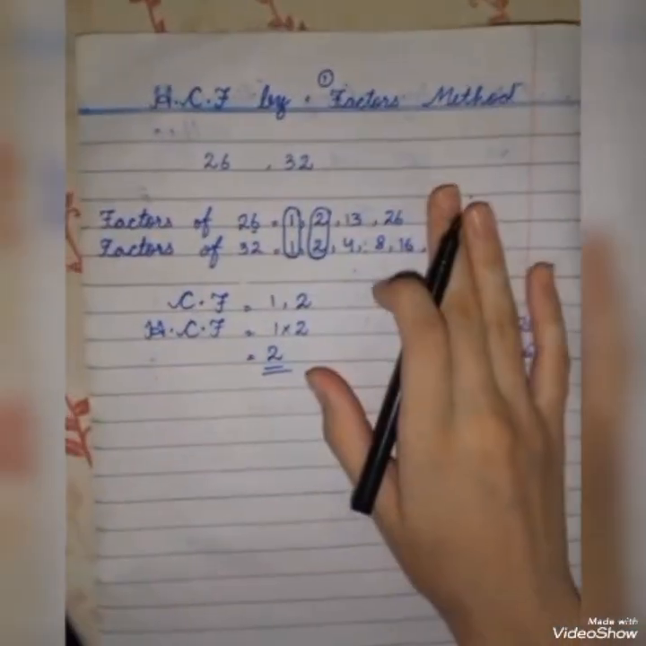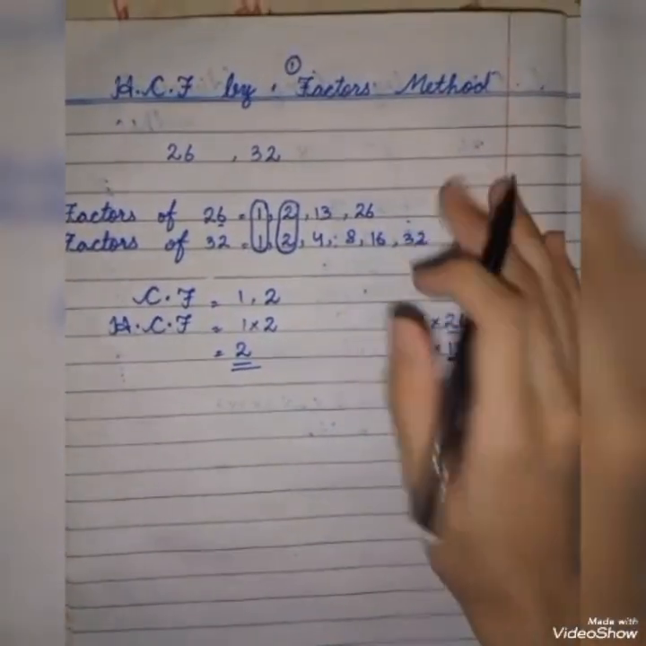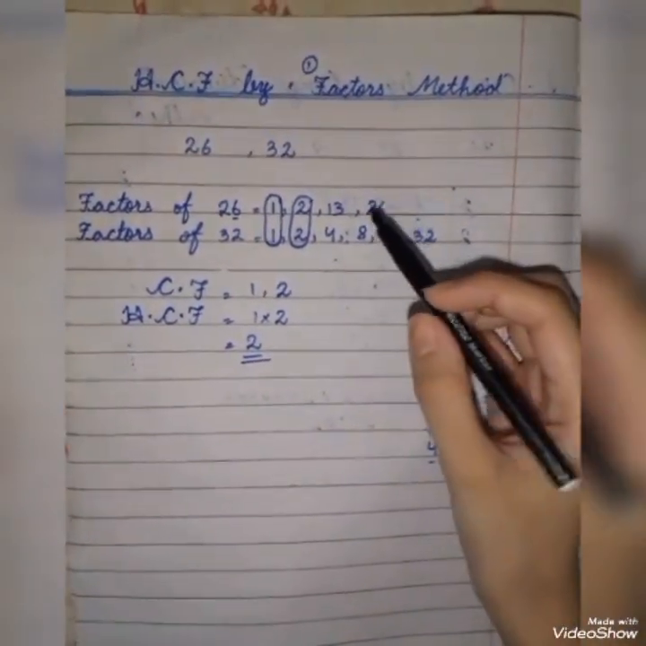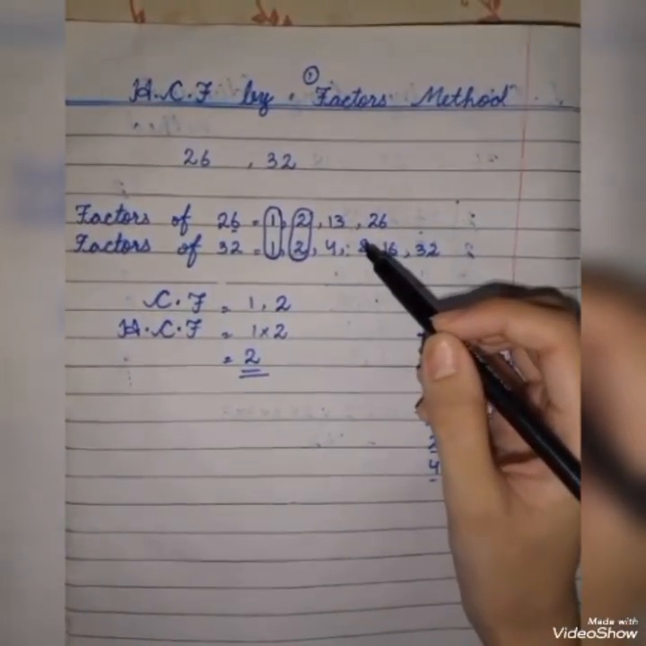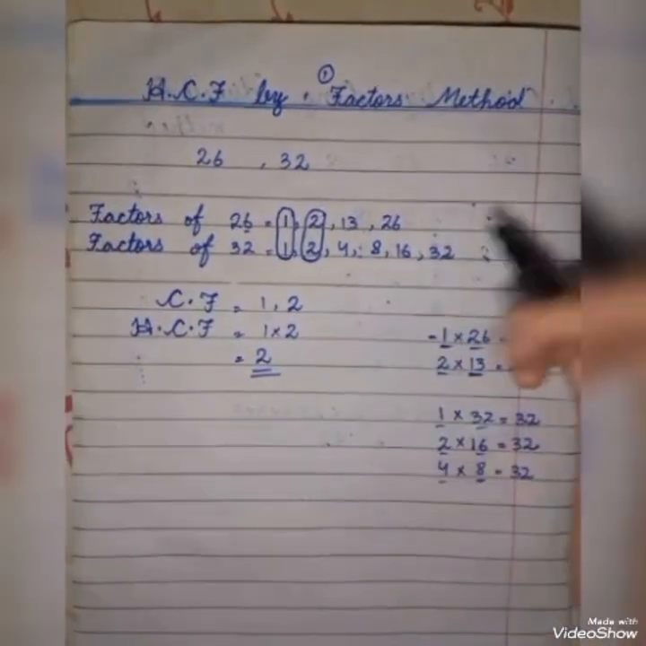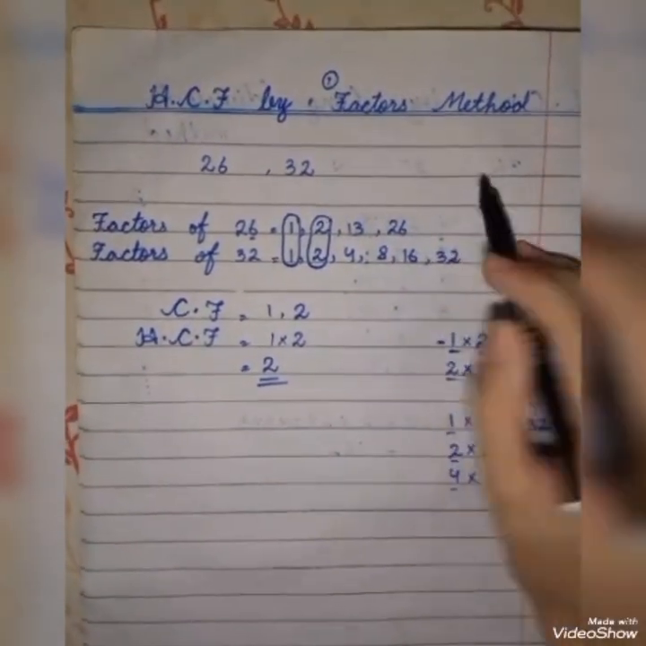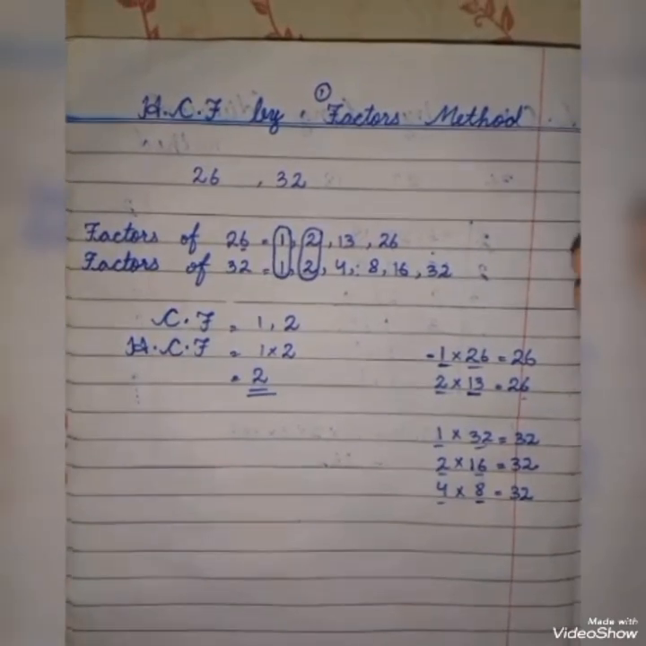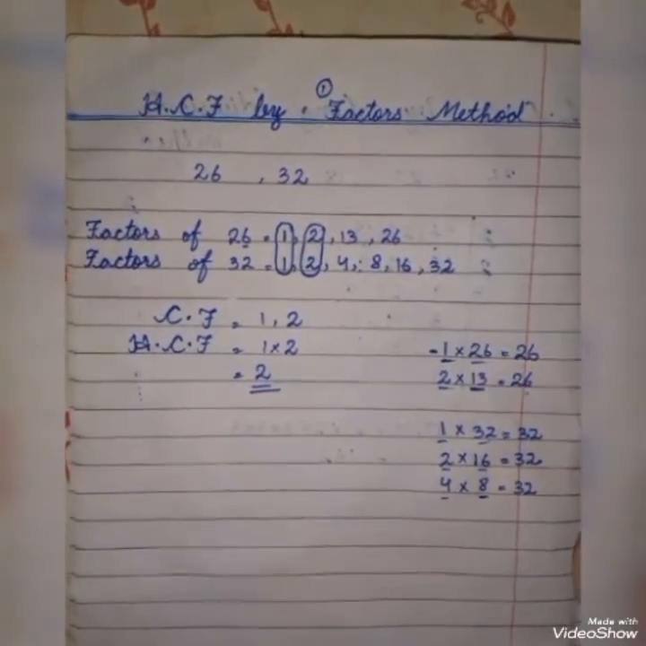Now we are doing the next method, HCF by prime factorization method. In our previous topics we have discussed the different ways to find LCM, and now we are finding the HCF. The HCF by factor method is very easy, and this is the first method of finding HCF.